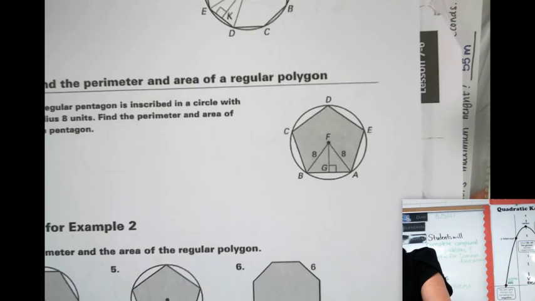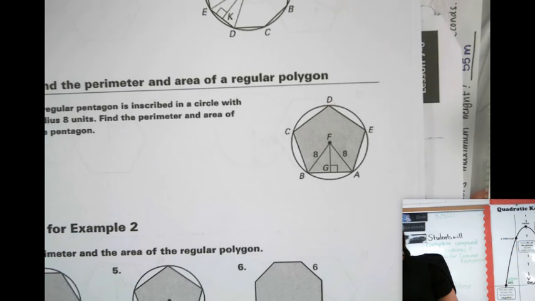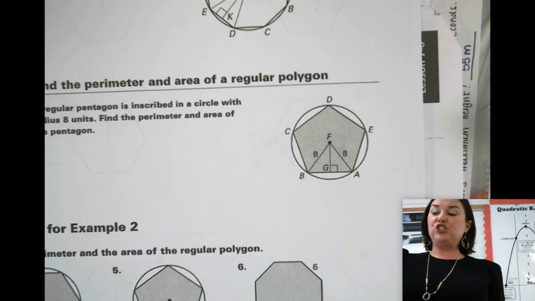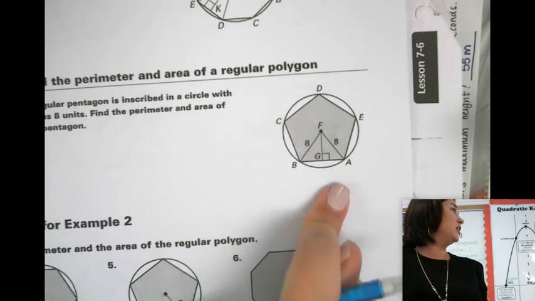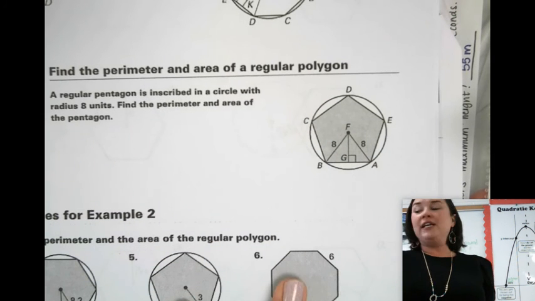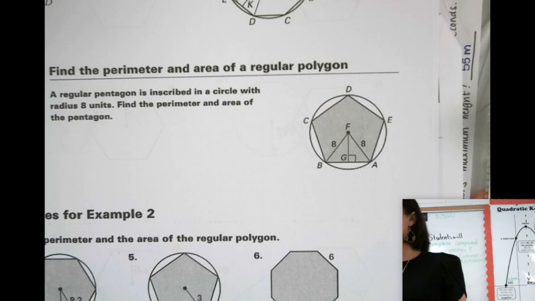But let's go to example 2. A regular pentagon is inscribed in a circle with a radius of 8 units. Find the perimeter and area of the pentagon. So we have to find perimeter and area of the shaded region over here. So what do we need to find the perimeter?